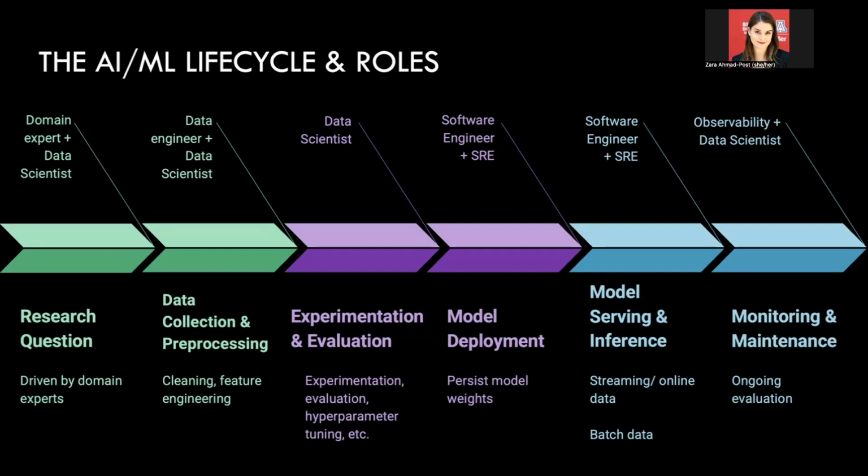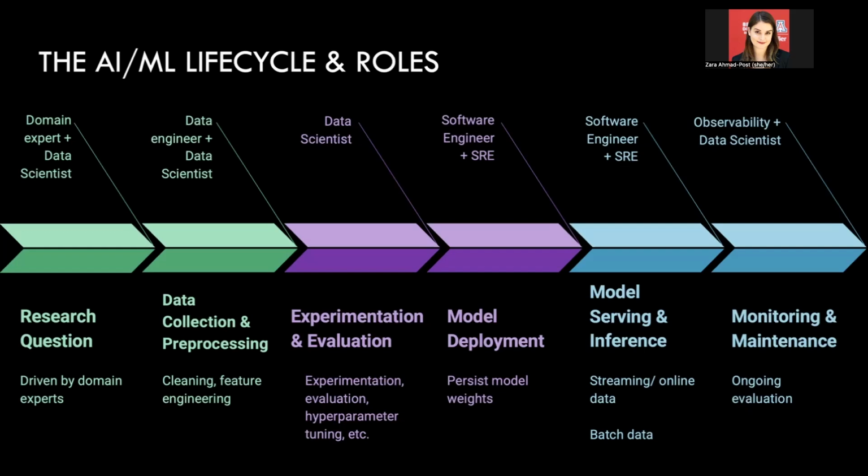After that, data collection and pre-processing. That's going to be a combination of data engineers and data scientists. Those are two different disciplines. Data engineers are going to be more focused on building data pipelines. They're going to be focused on using, for example, dbt to define purpose-driven models for different data transformations, things like that.